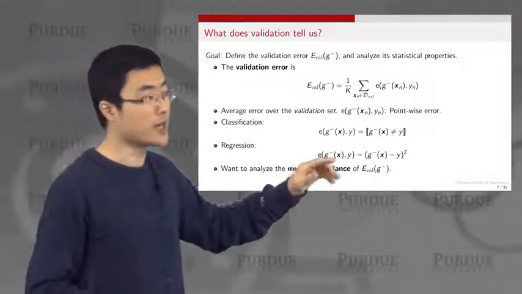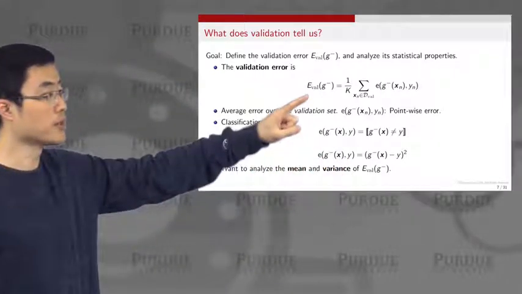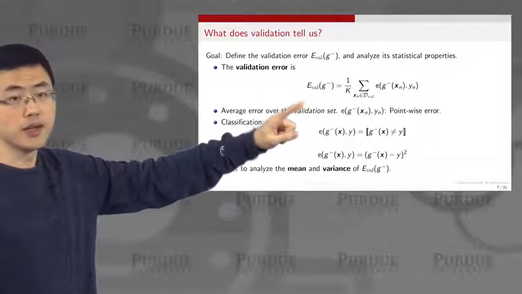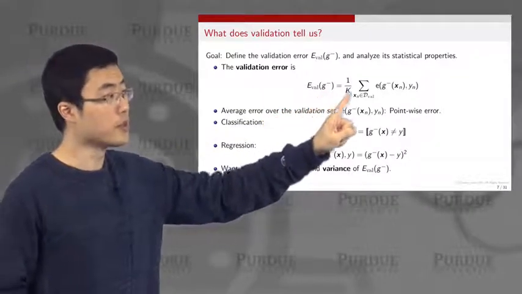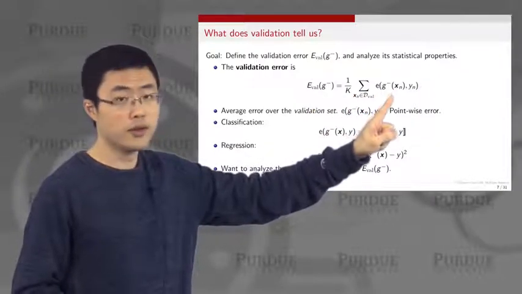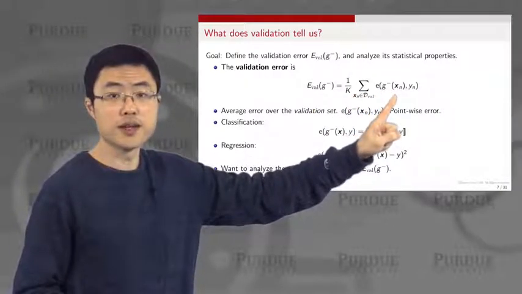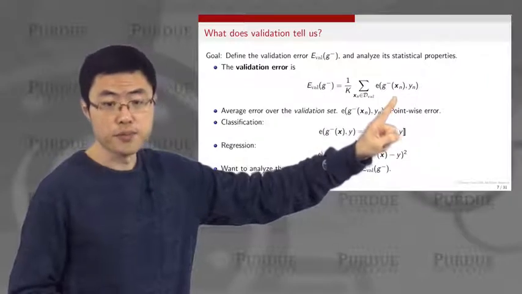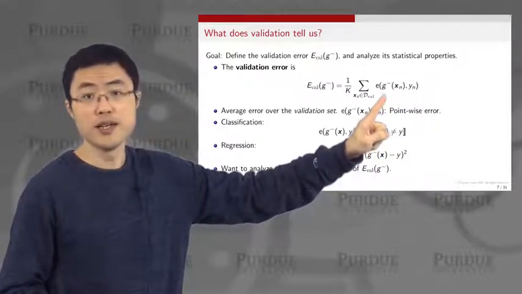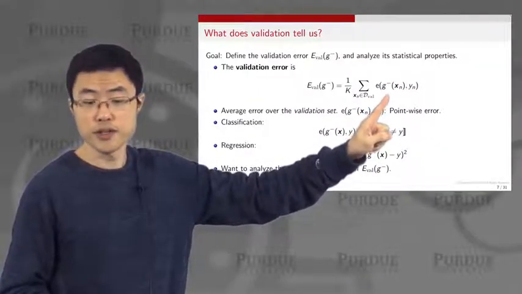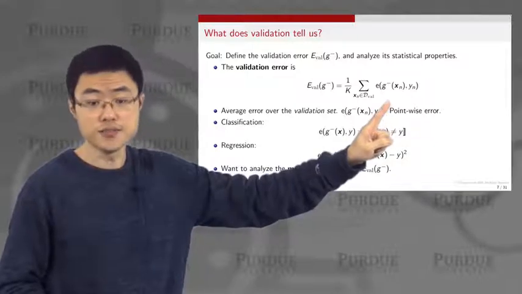And so you want to analyze what? Well, you want to analyze this term. This is the validation error. It is a statistical quantity. Why? Well, this is because anything on here is a random variable. It is random because your xn is random, and therefore the error that you generate is also random. And so you want to talk about its distribution. In particular, you want to talk about its mean and its variance.